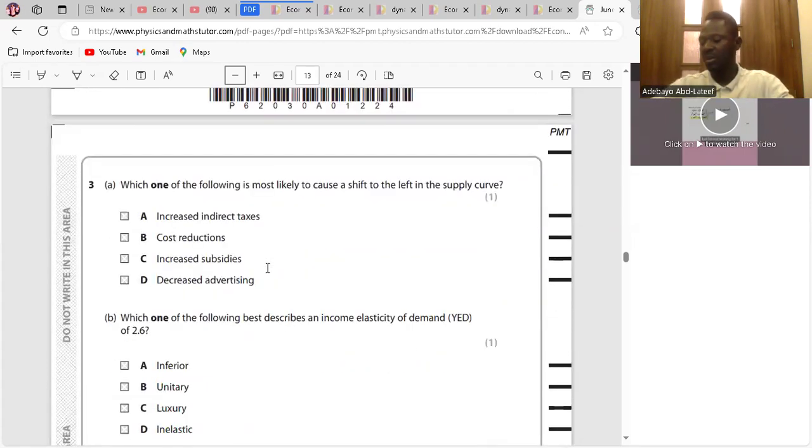Question 3. Are you there? Which one of the following is most likely to cause a shift to the left in the supply curve? We talked about a shift to the left in the first question. So it could be as a result of increasing cost of production.